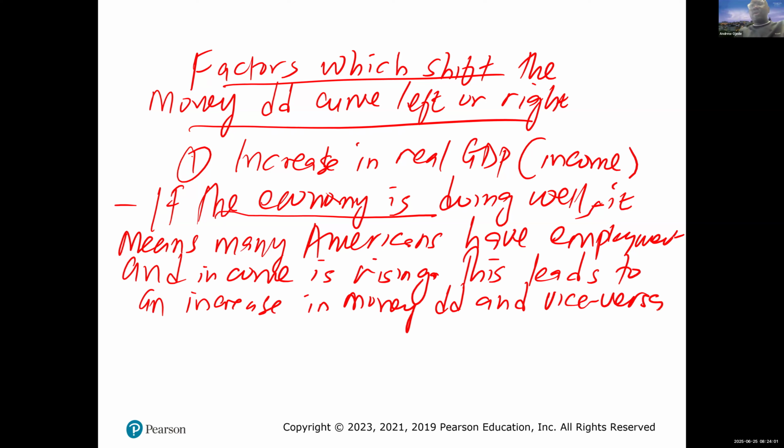In other words, when the economy is doing well, real GDP is high, and income is rising, Americans will demand more money to go shopping because they have income in the first place. But if the economy sucks, that's what I'm putting vice versa here. You will wake up tomorrow and the economy enters a serious recession where there's high unemployment. That means real income of Americans is falling because people are out of jobs.